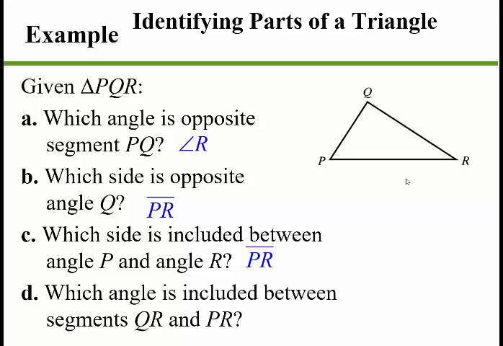Which angle is included between segments QR and PR? So here's QR, and here's segment PR. The angle between them is angle R right there.